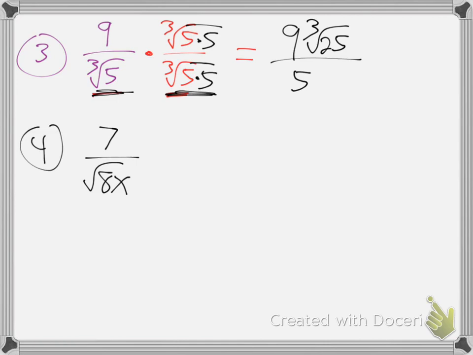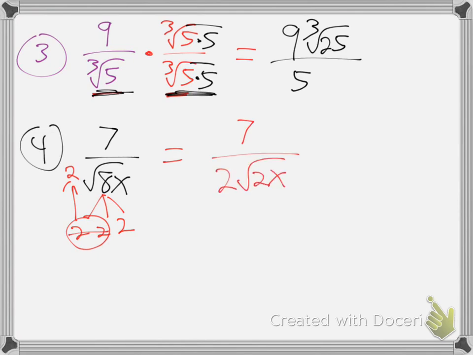So that 8 is 3 2s, right? 2 times 2 times 2. 2 times 2 is 4 times 2 is 8. 2 2s in, 1 2 out, they're gone. So this thing is 7 over 2 root 2x. Good so far? That's just the 2 2s in, 1 2 out thing that we've been doing. How are we doing? Is that making sense? 2 2s in, 1 2 out?